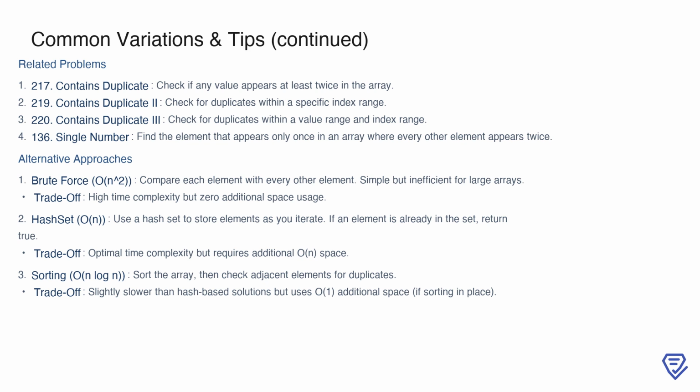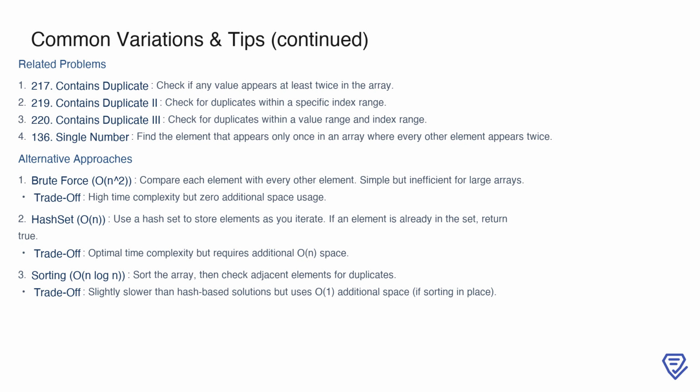As for solving strategies, there are multiple approaches you can take. The brute force method, which compares each element with every other, is straightforward but inefficient for large arrays due to its O(n^2) time complexity. It has the advantage of not requiring additional space, though. A more efficient solution involves using a hash set. By storing elements as you iterate, you can achieve O(n) time complexity, but this comes with an O(n) space requirement.